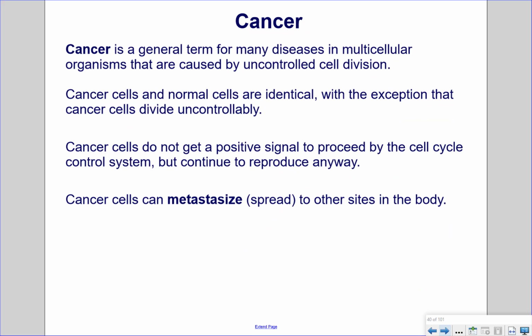Cancer is a general term for many diseases in multicellular organisms that are caused by uncontrolled cell division. Cancer cells and normal cells are identical, with the exception that cancer cells divide uncontrollably. Cancer cells do not get a positive signal to proceed by the cell cycle control system, but continue to reproduce anyway. Cancer cells can metastasize or spread to other sites in the body.